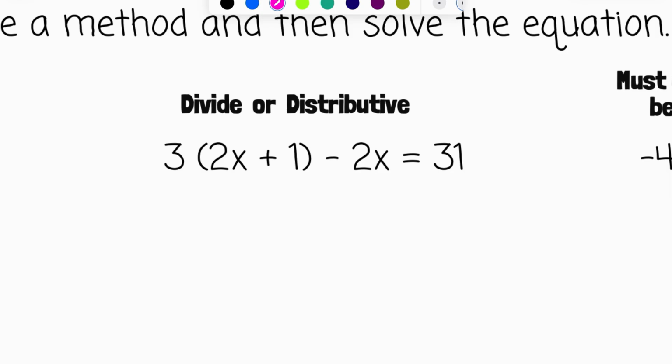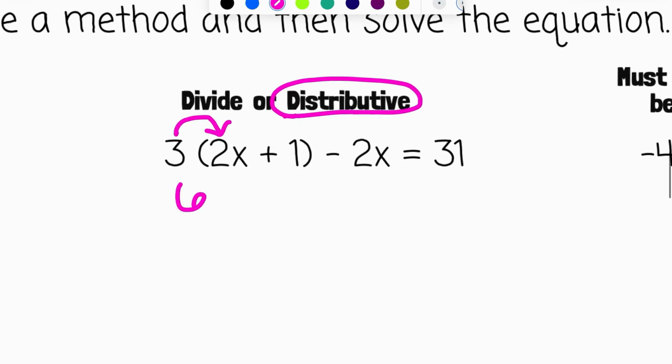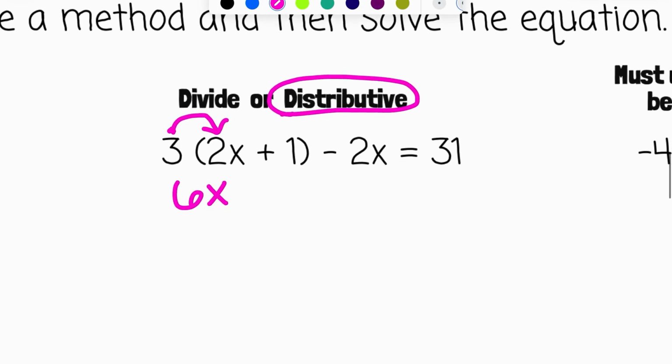All right, let's look at this one. We need to choose if we're going to divide or distribute. Now, what I was saying earlier is if you have another term that's being added or subtracted to the parentheses, you have to use distributive property. So since we have that minus 2x that's on the same side as the parentheses, we're going to have to use distributive property here. So our first step is to multiply by 3.